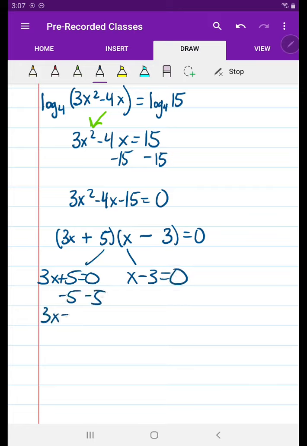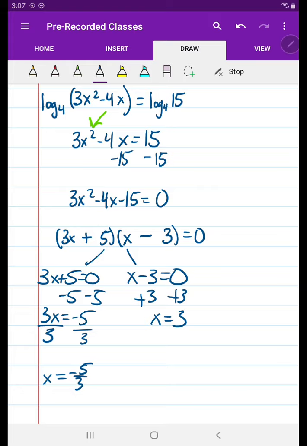So I have 3x is negative 5. Divide both of those sides by 3. So then x is negative 5/3. And then I'll add 3, and I get x is 3 over here.